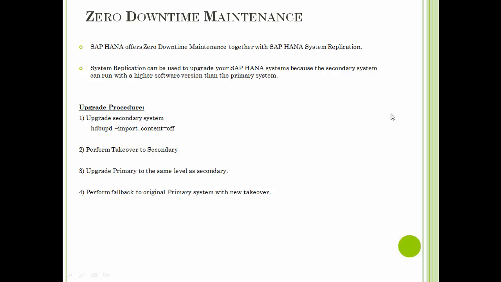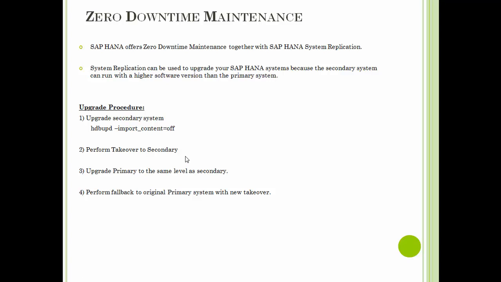So once the replication is set up, we have continuous log shipping available to the secondary. For a simple upgrade procedure, we upgrade the secondary first using the stbupd program with the option import content equal to off, where we don't import the content. So without the content, we are upgrading the system. Once the secondary system is upgraded to the target level that we want, we choose to perform a takeover to secondary.